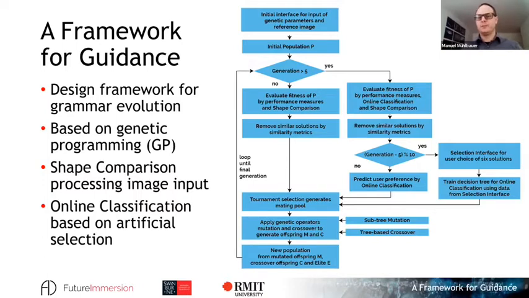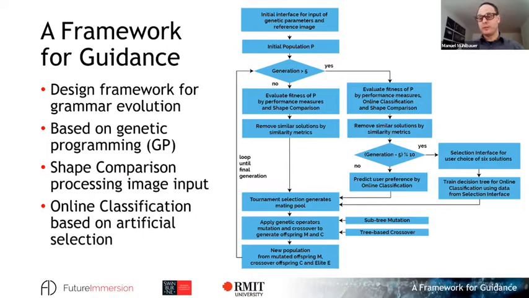Also, the similarity matrix is already used for reducing similar shapes. After the first couple of generations, the designer starts evaluating every 10th generation what the design preferences are, and then online classification comes into the fitness function, and all 3 measures work in the fitness function.